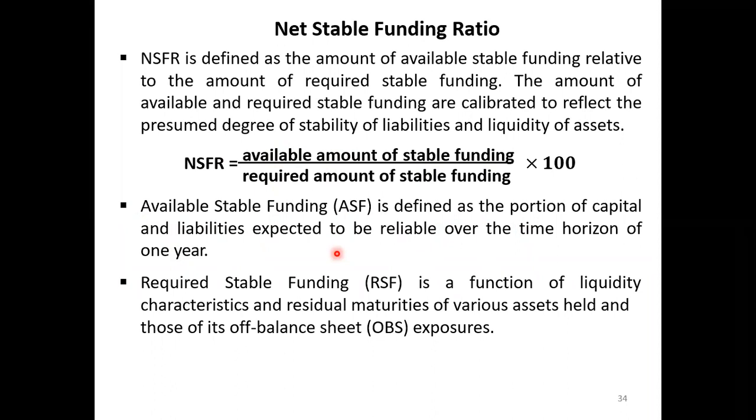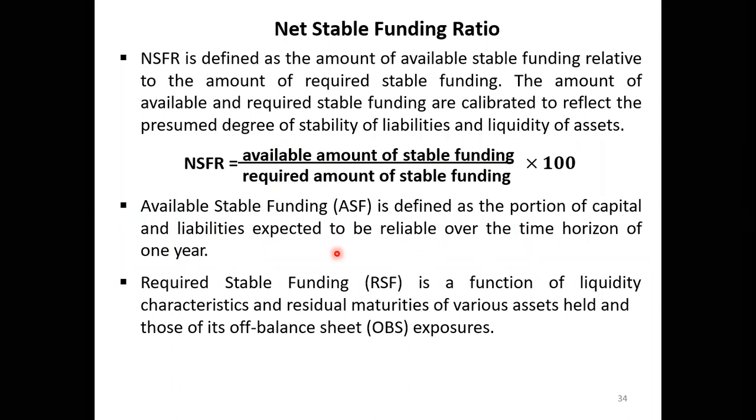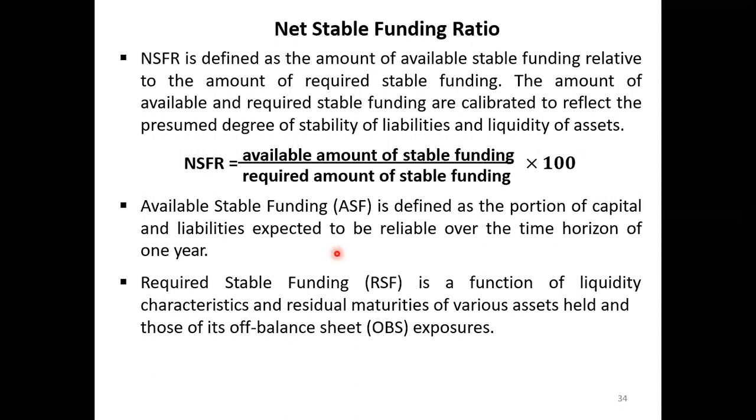So they can sell it over that period. It's like current assets, so it can be converted into cash within 1 year. And required stable funding is a function of the liquidity characteristics and residual maturities of the various assets held and those of its off balance sheet exposure. Now we'll discuss in a little more detail.